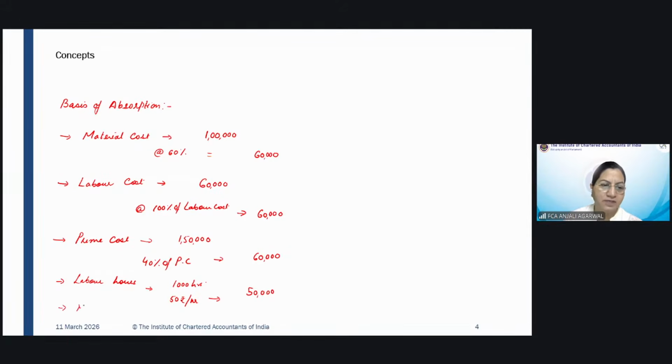Sometimes it is machine intensive, with automated processes. In that case, we don't go by labor hour, we follow the machine hour rate. So let's say the machine has worked for 500 hours and the absorption rate is 60 rupees per hour of machine. In that case, the overheads absorbed would be 30,000 rupees. So these are some of the bases on which we can create the base for absorption of overheads.